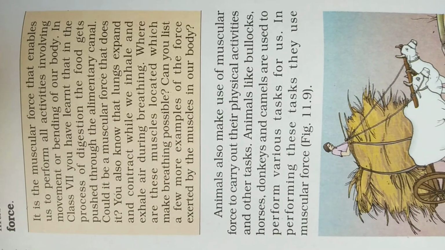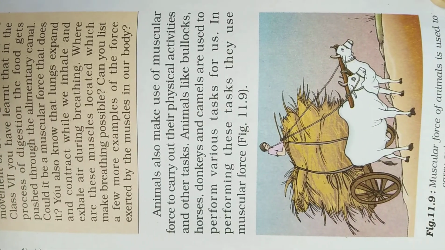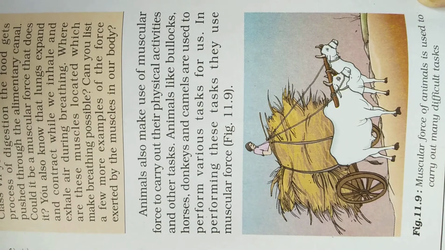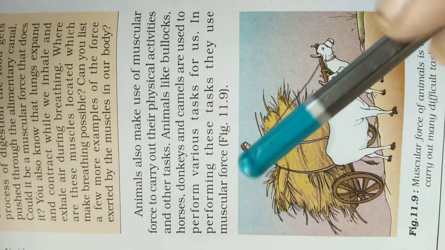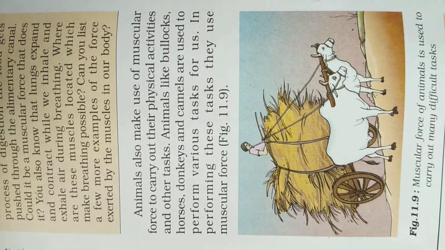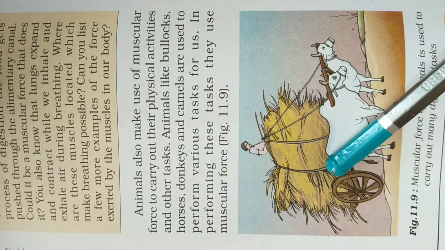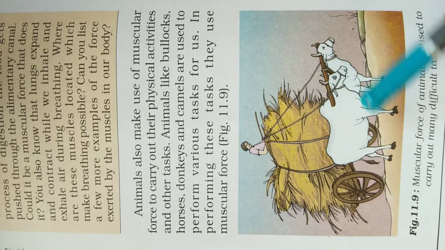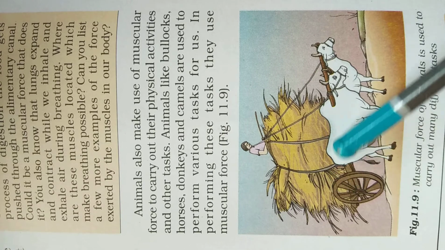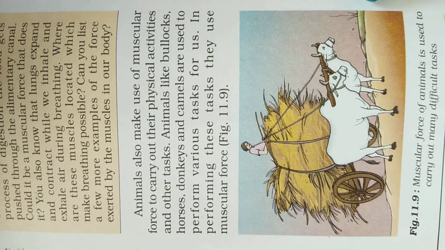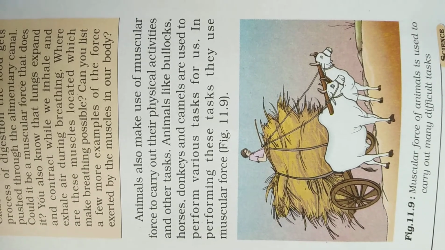Animals also make use of muscular force to carry out their physical activities and other tasks. Animals like bullocks, horses, donkeys, and camels are used to perform various tasks for us. In performing these tasks, they use muscular force. You can see the picture here. The bullock cart is pulled by the bullocks, and they are applying their muscular force on the cart, pulling it from one place to another. So the muscular force of animals is used to carry out many difficult tasks.